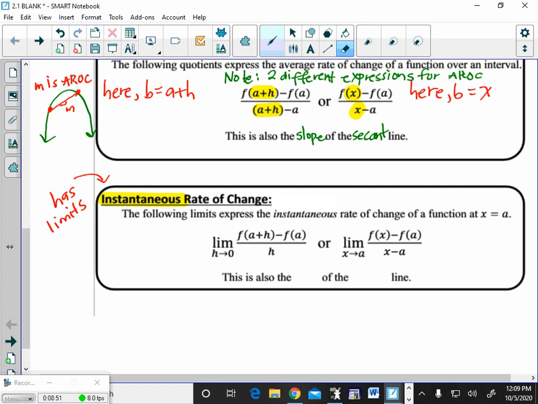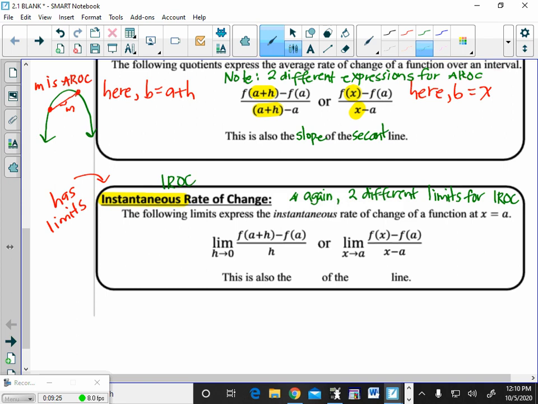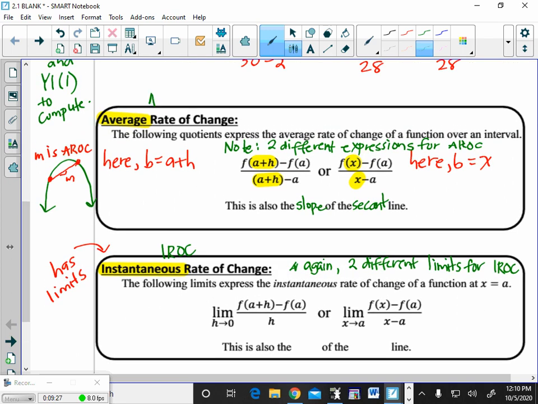Again, these are two different limits for the same thing, for the instantaneous rate of change. Two different limits for the instantaneous rate of change. I like to call that instantaneous rate of change, and this is the average rate of change. Let me get this R up a little bit.